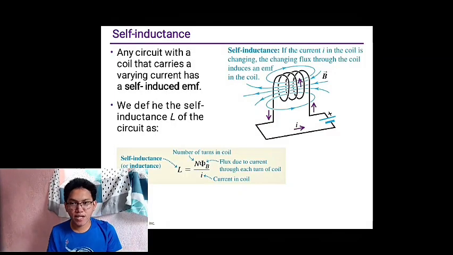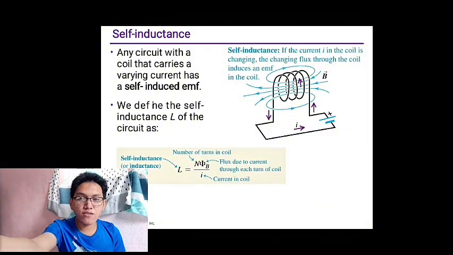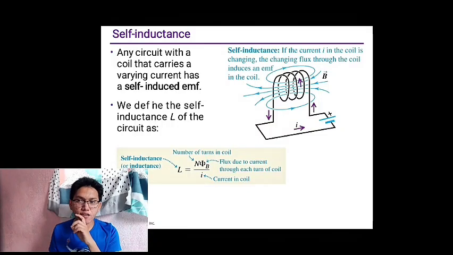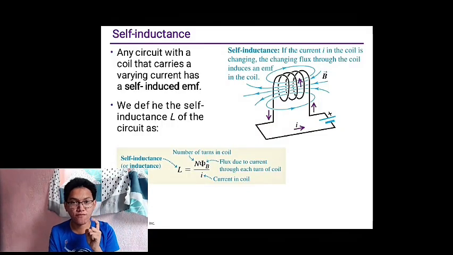So it has a formula, which is the electromotive force is equal to the negative L, which is inductance, times the rate of change of current. So it's the same, but however, when it comes to the difference between the mutual and the self, mutual involves two. However, in self-inductance, it involves only one. That's why it is called self.